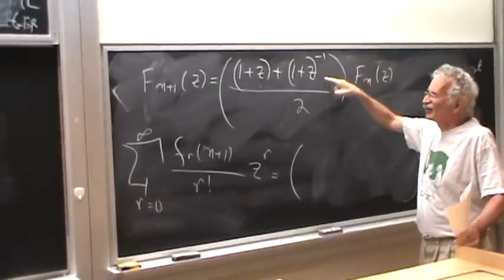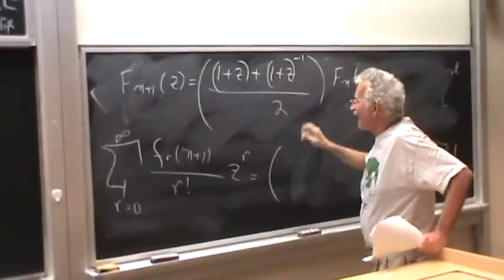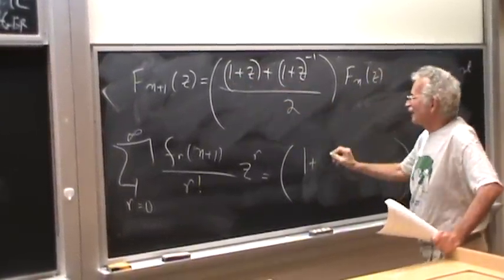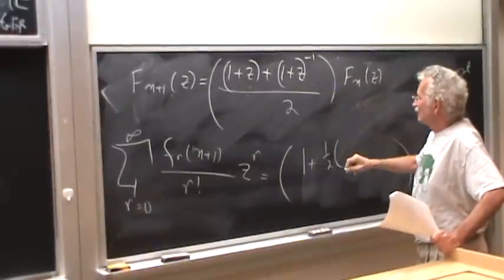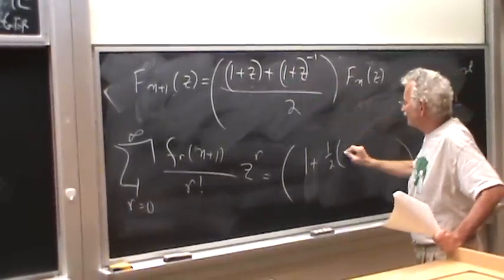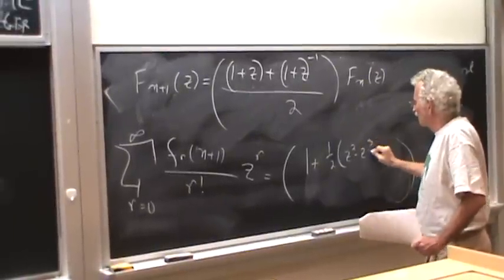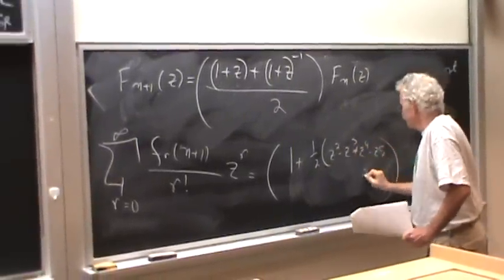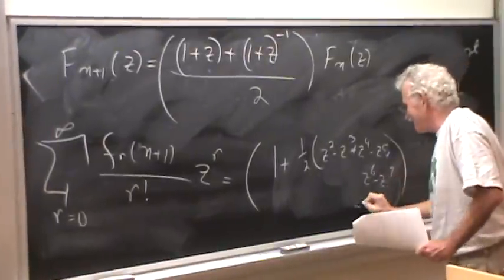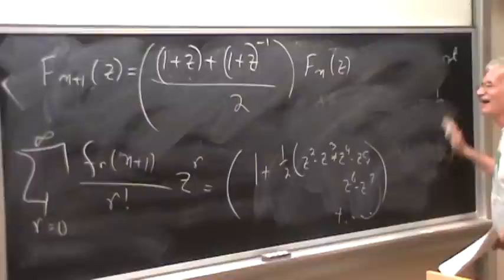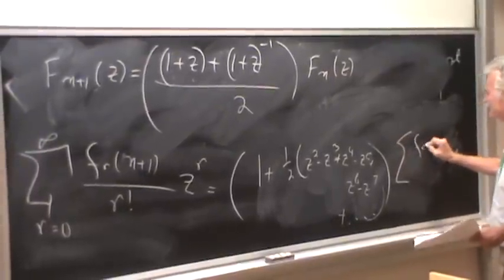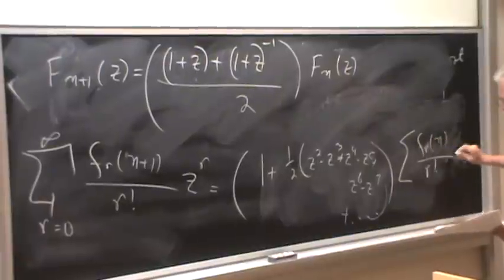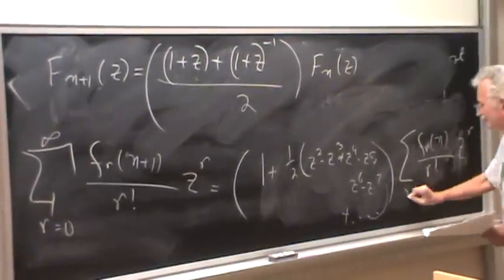z plus z squared minus z cubed. So the z and minus z cancel out, and the 2, so we get 1, because 1 plus 1, 2, plus 1/2. And then you have 1 minus z squared minus z cubed plus z to the power 4 minus z to the power 5 plus z to the power 6 minus z to the power 7 plus dot dot dot, times sigma f sub r of n over r factorial. Sorry, z to the power r.